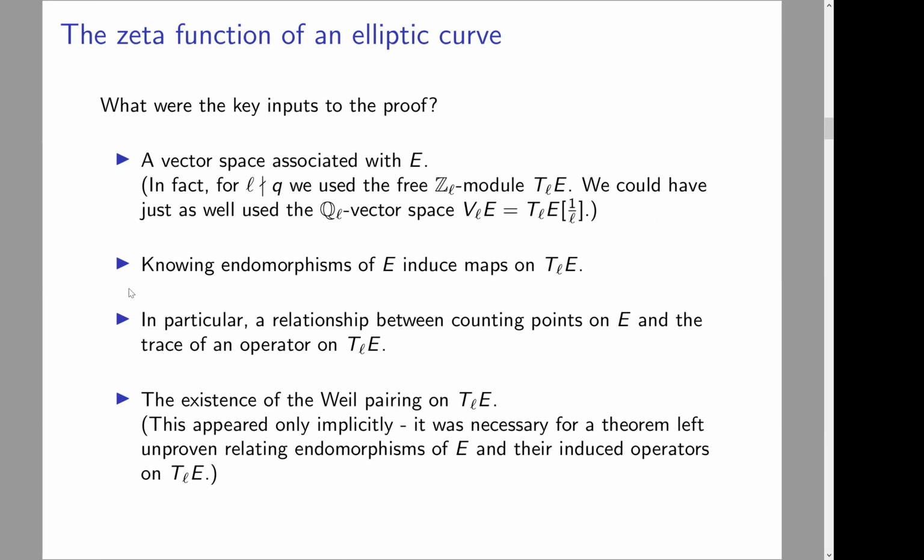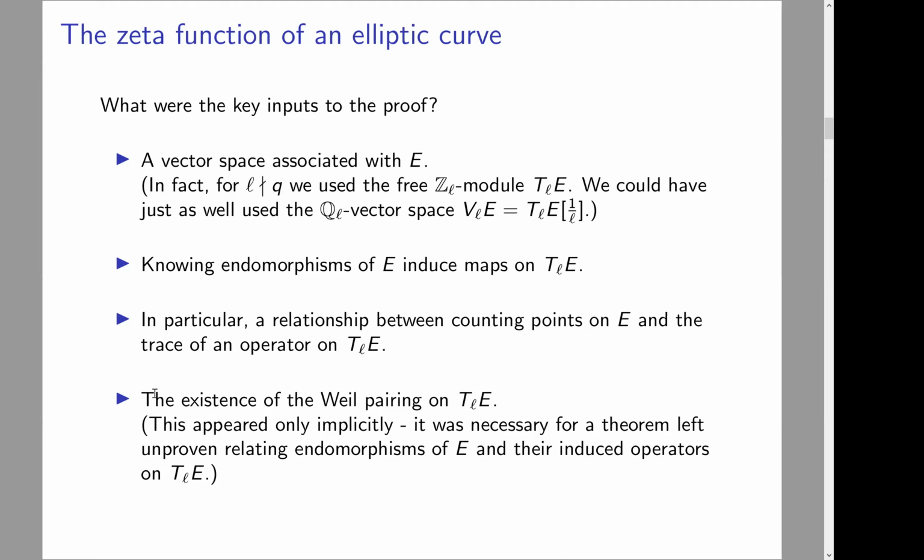And specifically, we were able to deduce a relationship between the number of points of E over a particular field, so with the point count that we need to define our zeta function, and we were able to relate that to the trace of an operator acting on this vector space. So that was key.